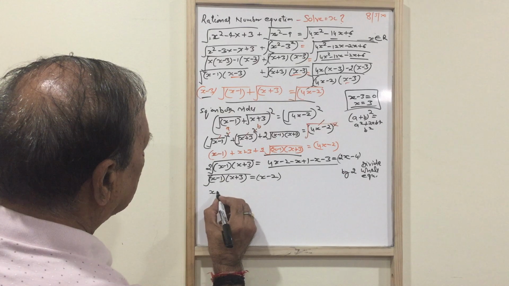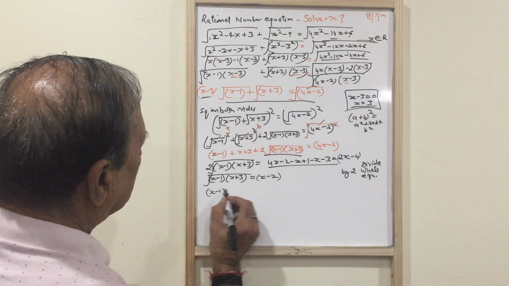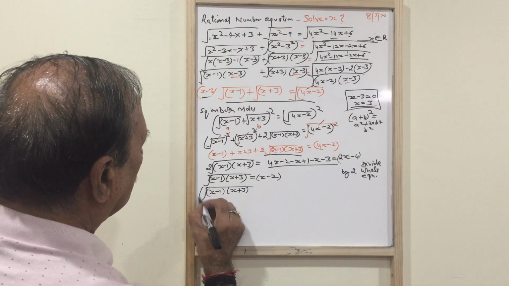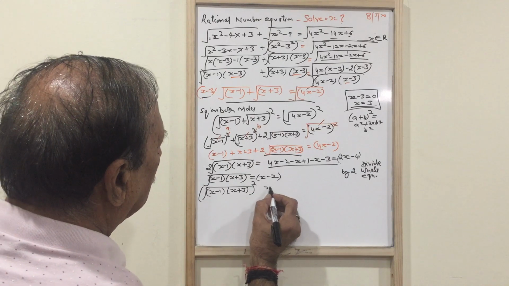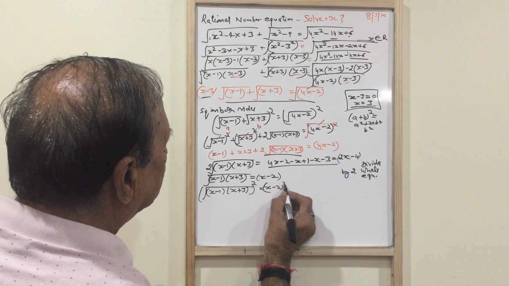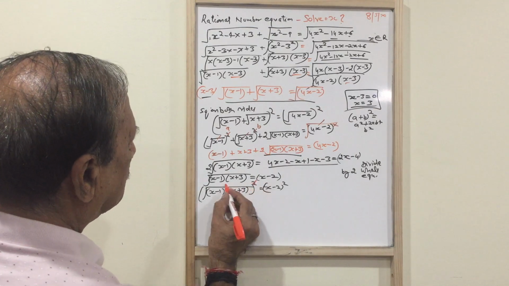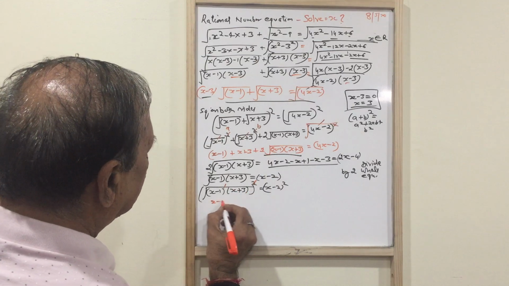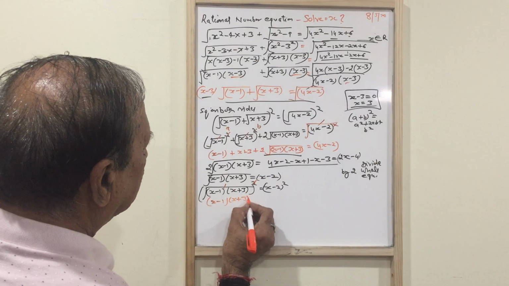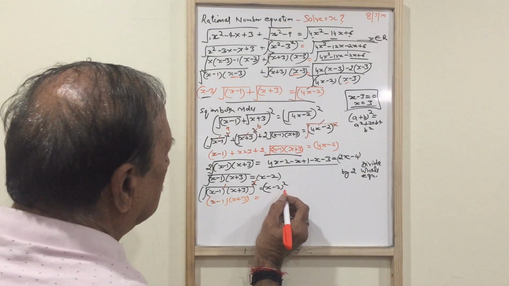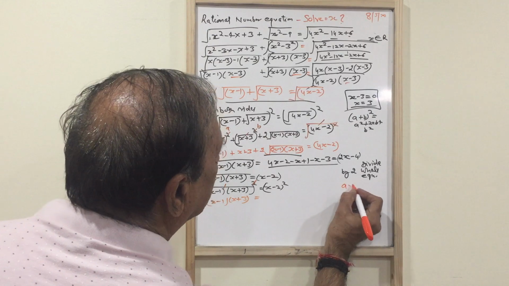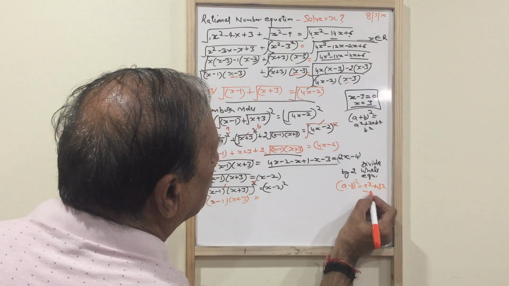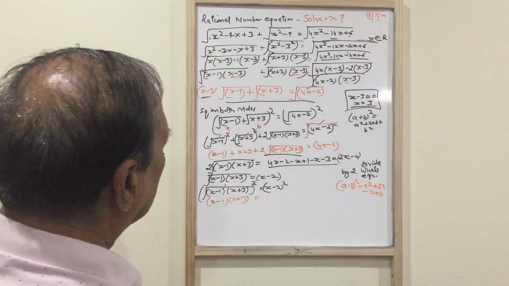So this will become (x minus 1)(x plus 3), squaring, is equal to (x minus 2) square. This square gets cancelled with this root. Now we are left with (x minus 1)(x plus 3) is equal to this one. We will solve it. It is (a minus b) whole square, that is a square plus b square minus 2ab. We will solve it now.